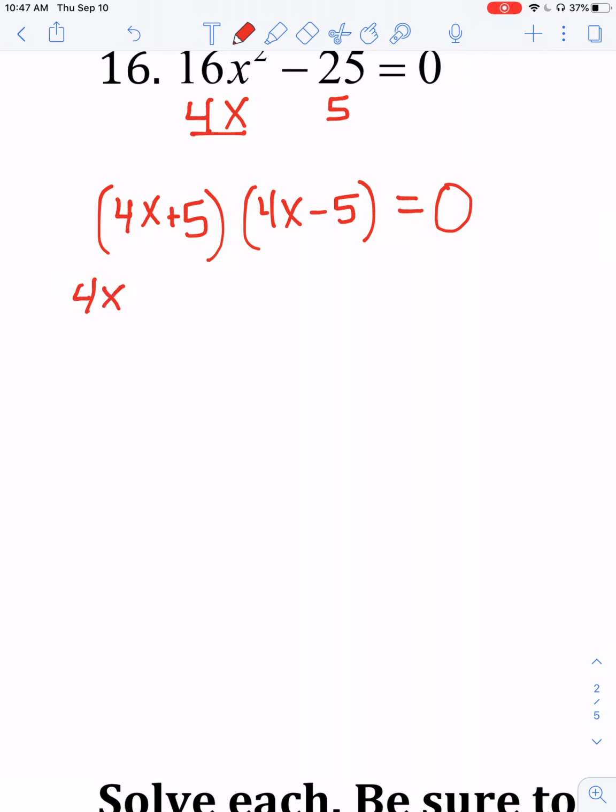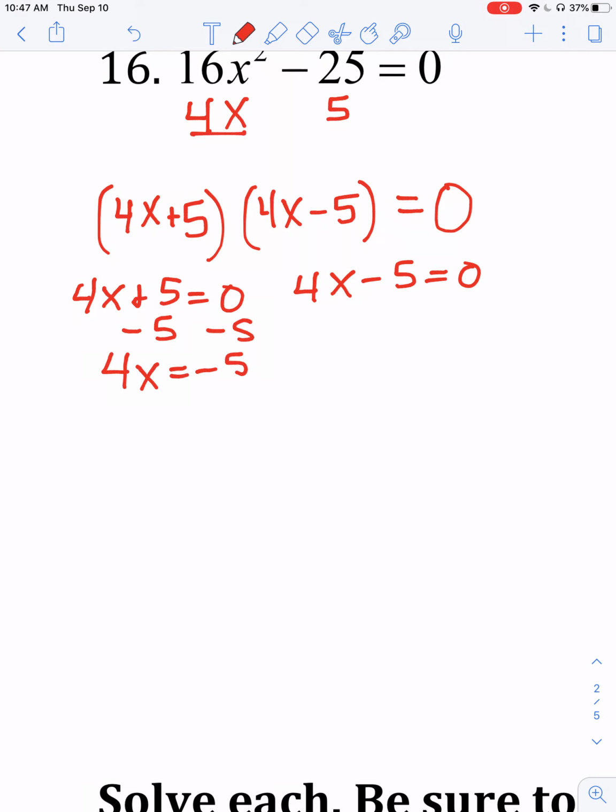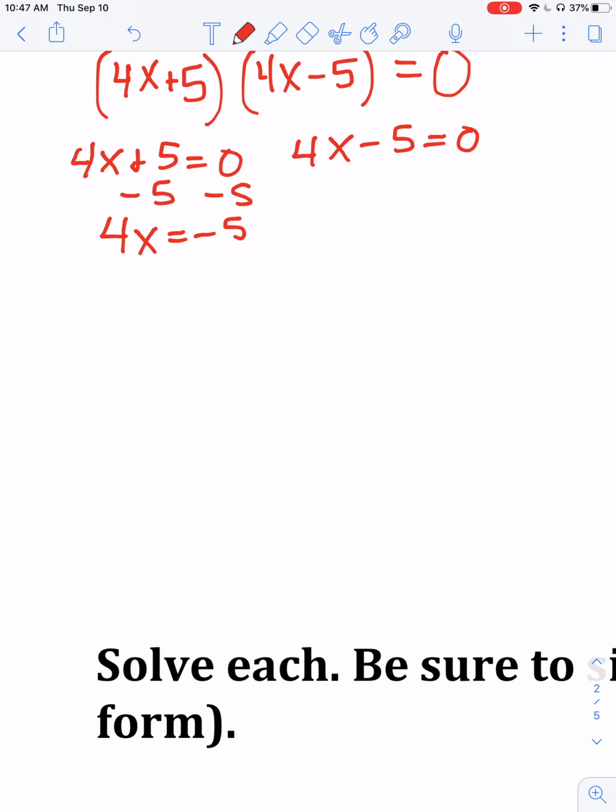So for this one, even though they look similar, they're not the same. So you do have to solve both of these. When I solve over here, I'm going to start by subtracting 5 from each side. So we get 4x equals negative 5. And then I'm going to divide by 4 on each side. I get x equals negative 5 fourths.